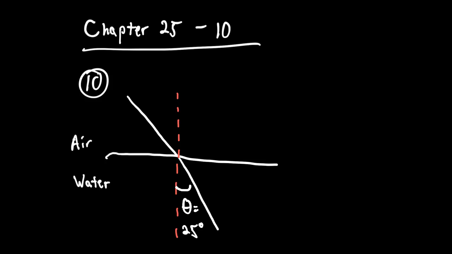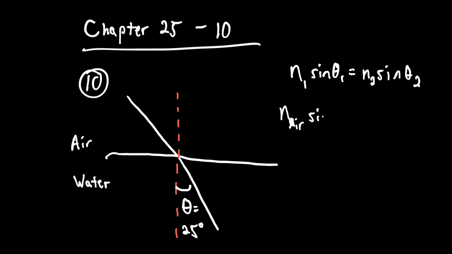What equation is relevant for refraction of light? Snell's law, the law of refraction. And what is that? n1 sine theta 1 equals n2 sine theta 2. Okay. What are our two n's? What are our two interfaces? Air and water. So we have n in air times sine of the angle in air.